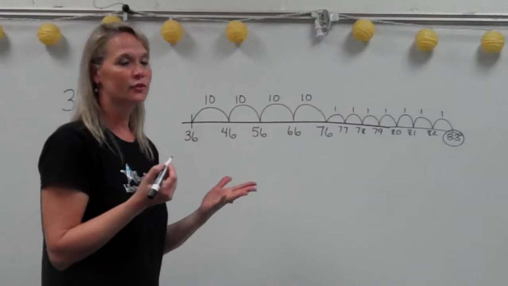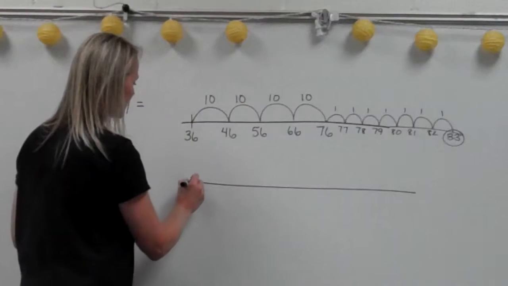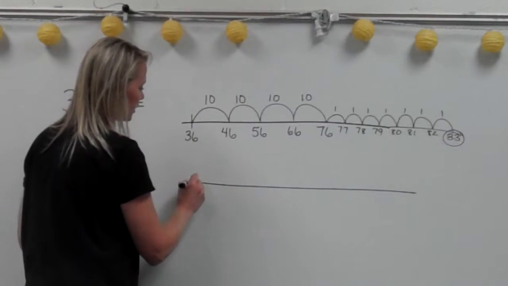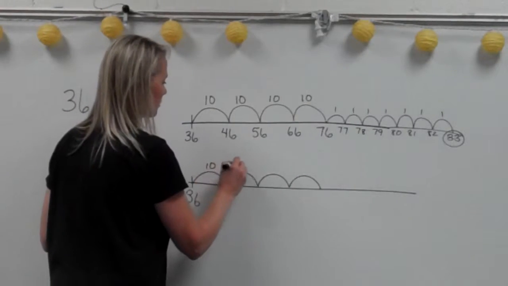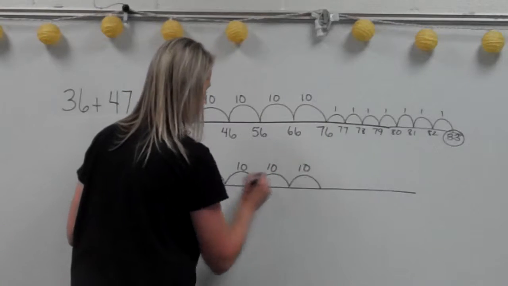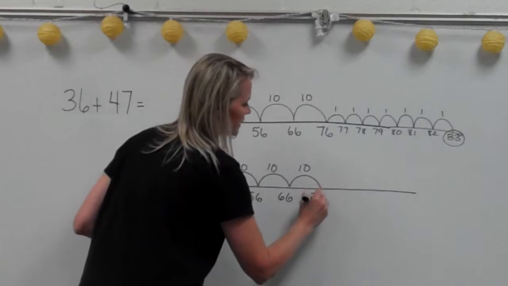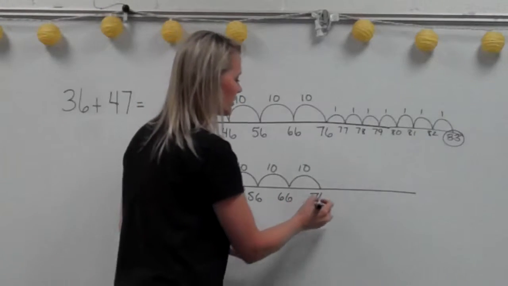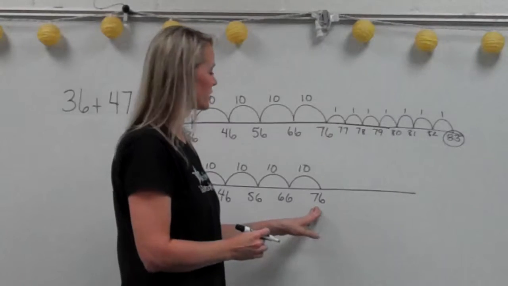Eventually, I would like for the students to be able to do this. I'd like for them to have their number line, again, start on 36, jump 40, 10, 20, 30, 40, label the top, and land on 76. And then I'd like for them to start thinking in terms of 10, of what is our next 10 that we would land on after 76.